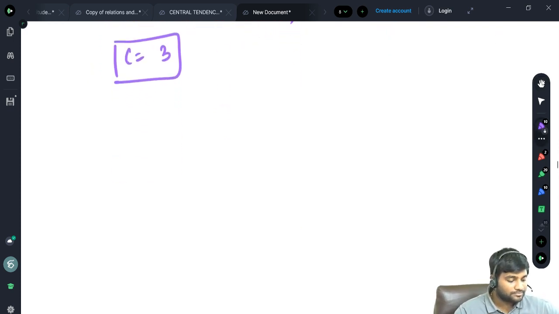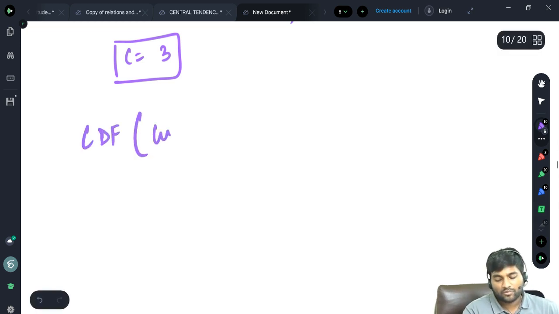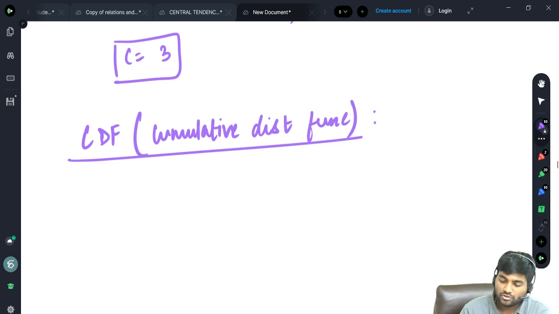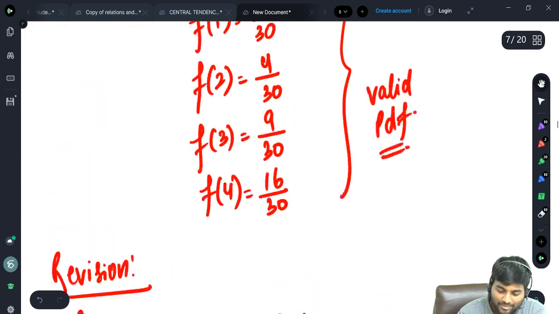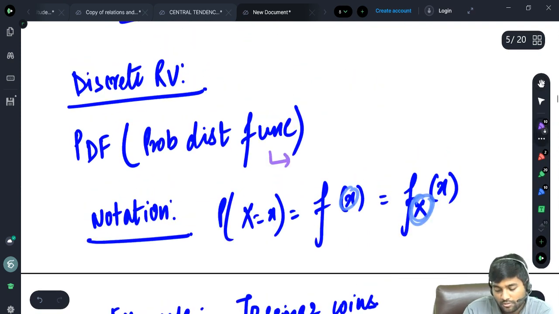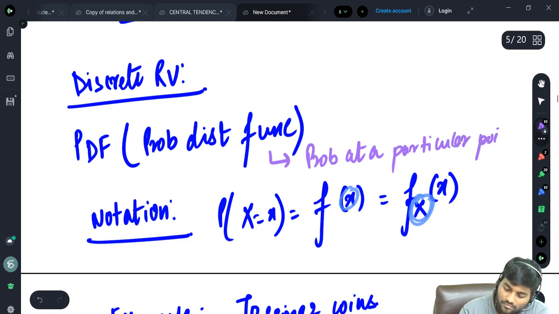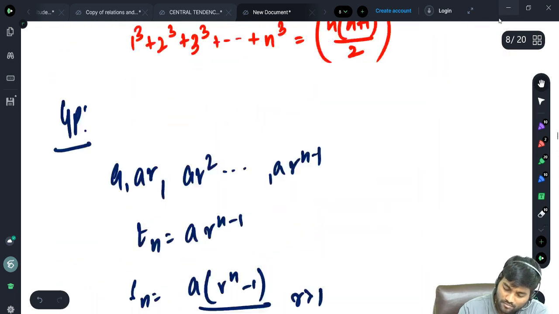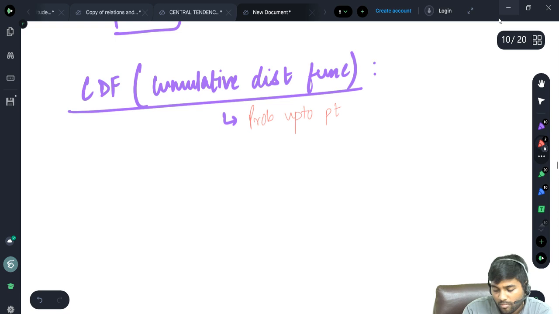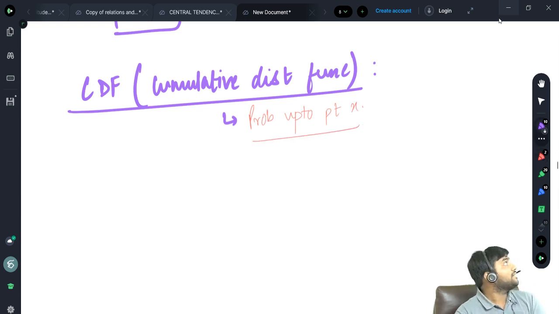Okay, please write down CDF, cumulative distribution function. So, just hold on for a minute. While teaching probability PDF, this was probability at a particular point. Please write it down. So this is probability up to point X.